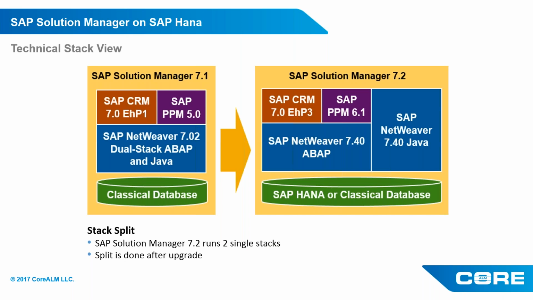You're going to go from 7.02 to NetWeaver 7.4 for ABAP and for Java. So essentially you're going to end up with two different SIDs, one for ABAP and one for Java. You can certainly reuse the ABAP one, and we would recommend reusing the ABAP one, and then Java could be built as a new SID. And there's the option to keep the system on the traditional or classical database, or migrate to SAP HANA.